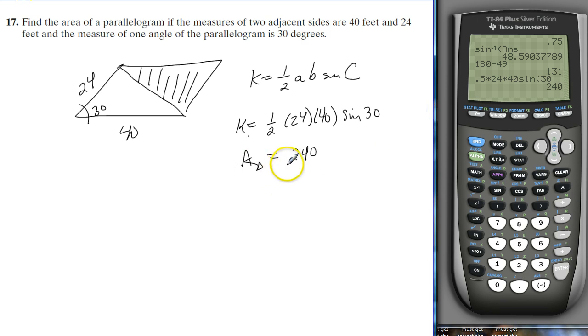So my area of the triangle is 240. Well, parallelogram, double it, times it by 2. So the area of the parallelogram would be 480. And that's the basic formula. That's the formula they give us on the reference sheet. And that's how we use it. And that's pretty much the end of it.